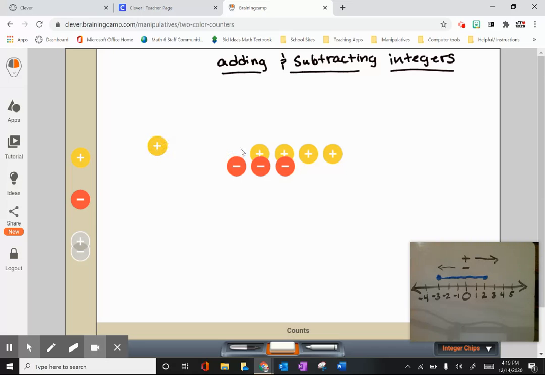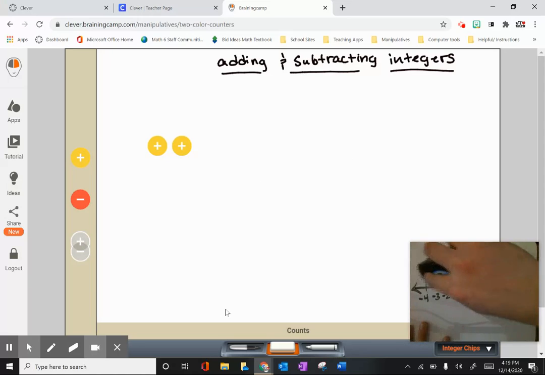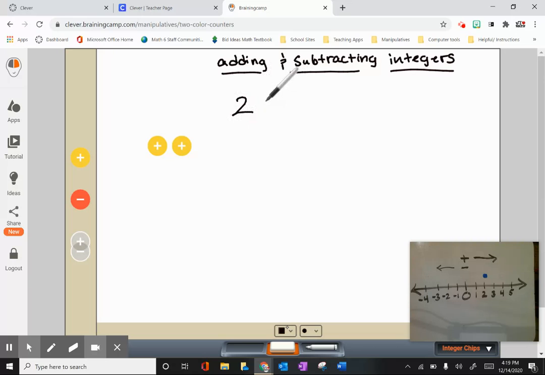All right, this time I'm going to start with positive 2. I'll get rid of these. And I'll draw positive 2, our starting point. And I want to take away negative 1. So I have positive 2. I'm going to subtract negative 1. What do you think will happen?